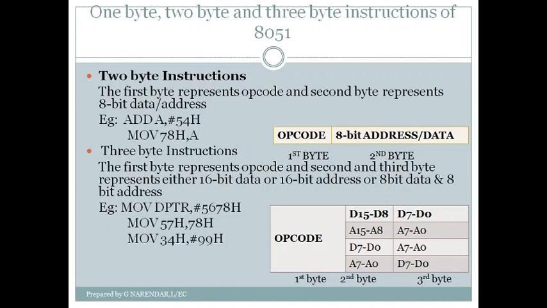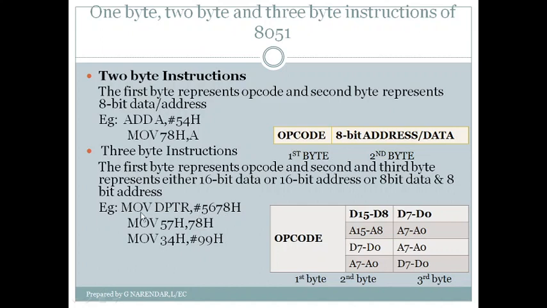So that means the first byte is always opcode, and the second and third byte can be either a 16-bit address, 16-bit data, or 8-bit data and 8-bit address. So we will go with some examples of instructions which fall into the category of 3-byte instruction. The first one is MOV DPTR comma hash 5678H. You can see that 5678H is the data. Okay, there is a hash, so 5678H is the data.